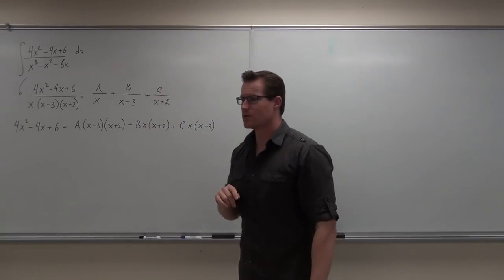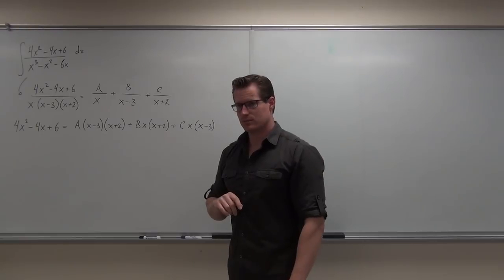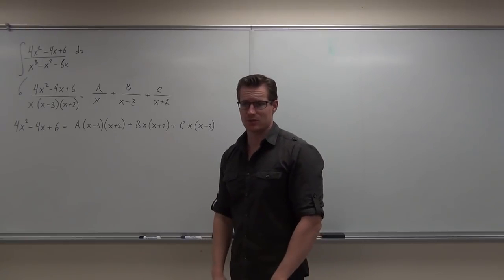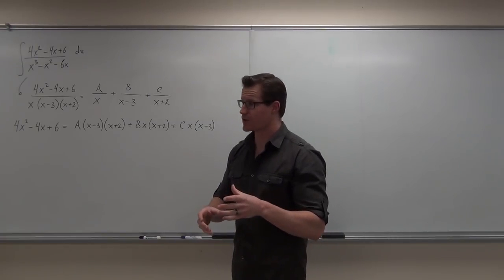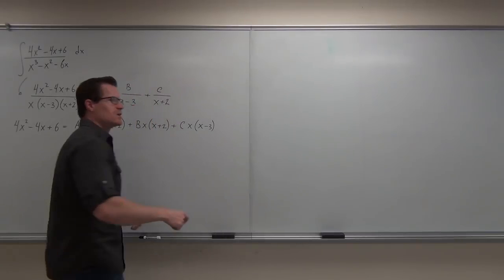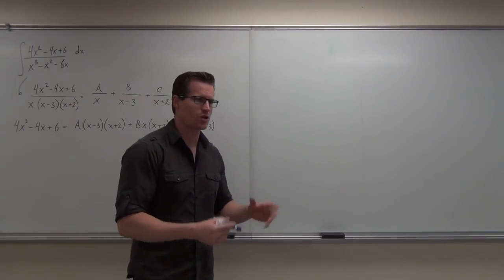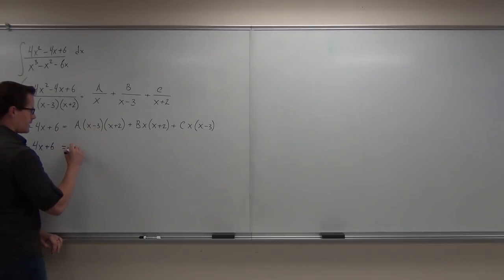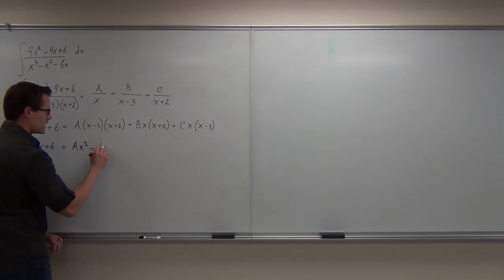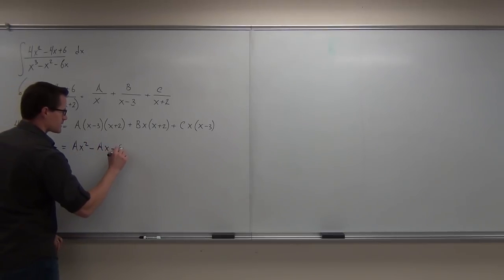And what in the world are we going to do with this? Well, make a system of equations. We're going to have to distribute all this stuff and organize our variables. So if we do that, I'm going to move quickly because this is just some distribution. So here we go. We'll have our 4x squared minus 4x plus 6. We get ax squared. We get, let's see, plus 2x minus 3x minus ax minus 6a.